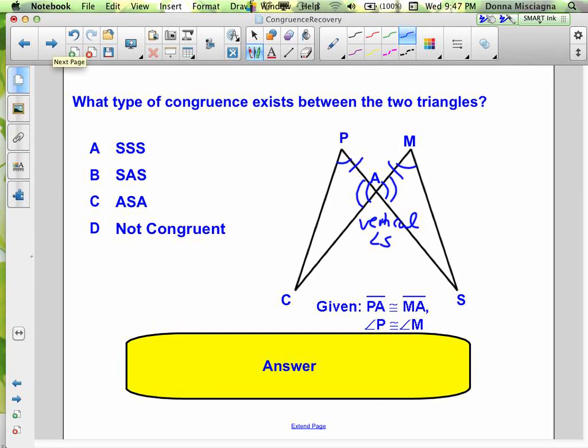This section dealt mostly with angle, side, angle. And so a good way to end this podcast is an angle, side, angle problem. I'm going to write that a little bit neater. That's pretty sloppy looking. So we had the two angles. These ones were the vertical angles. We know they had to be congruent. And then we were given that PA is congruent to MA. And so angle, side, angle makes triangle PCA congruent to triangle MSA.